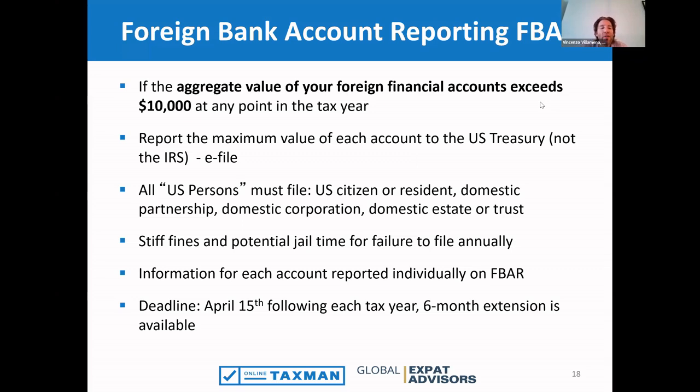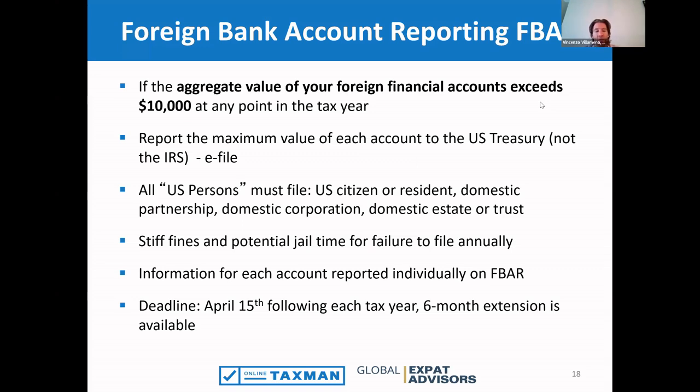And when I say in aggregate, what does that mean? That means if you have one bank account and the highest balance is $6,000, and then you have another bank account, and the highest balance is $5,000, and you add them together, that's $11,000. So you've quote unquote tripped that $10,000 threshold, and so you need to report both bank accounts.